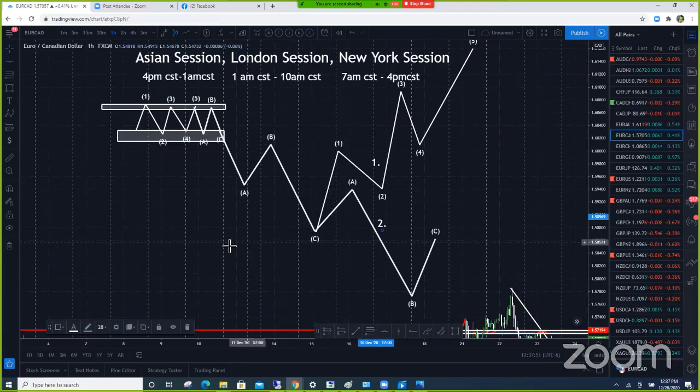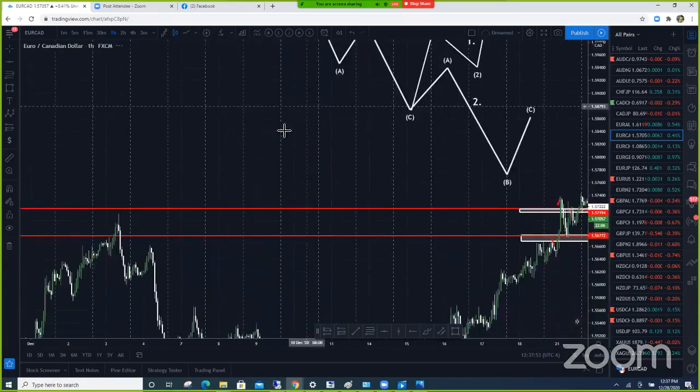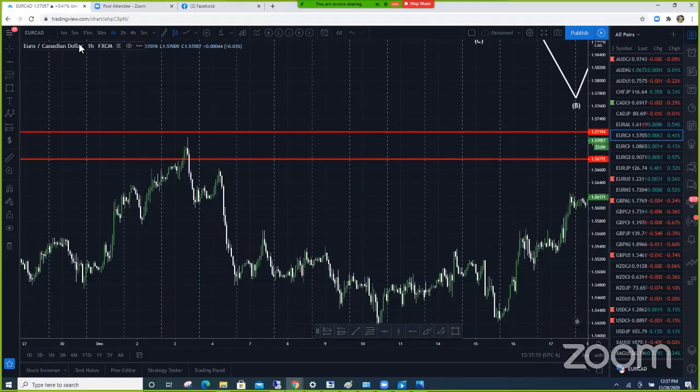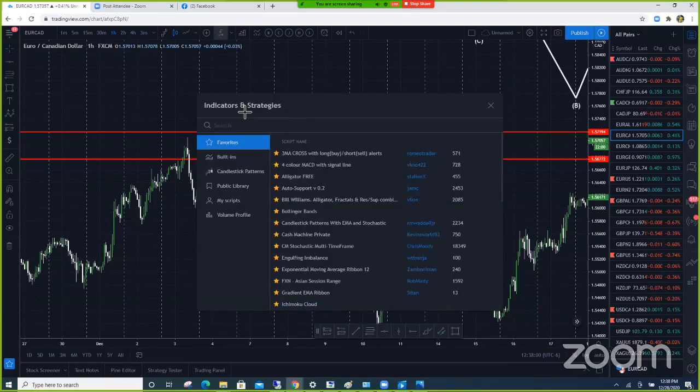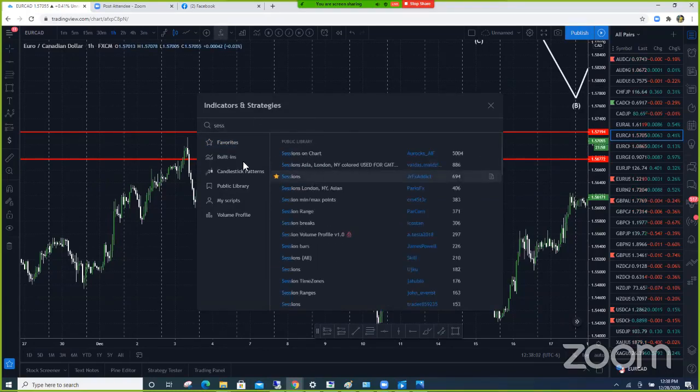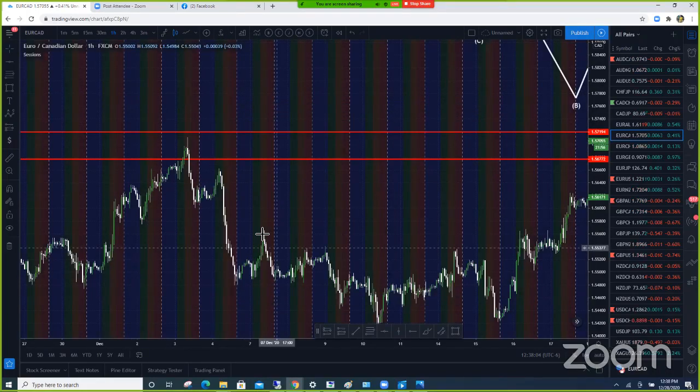That's what normally happens. So if I go here, I'm going to use an indicator to show us when the sessions are, just to make it easier. Blue is the Asian session, green is the London session. This yellow is the time when the London session and New York session are both going on. So that's when the New York session starts. And the red is only when the New York session is going on.